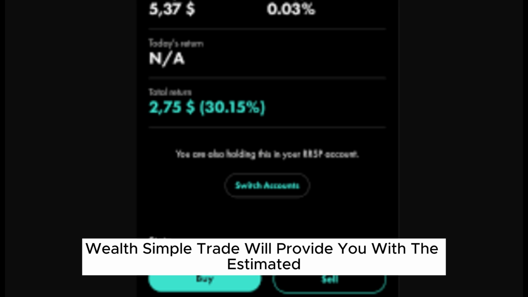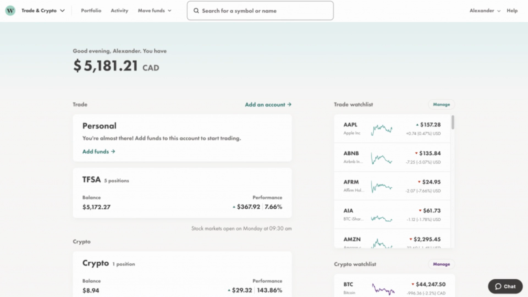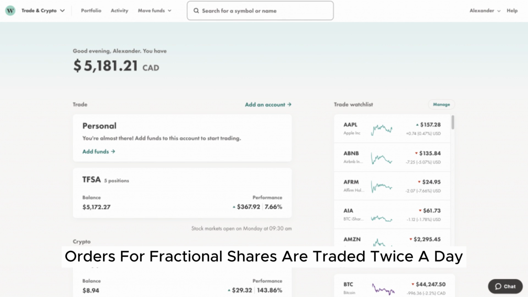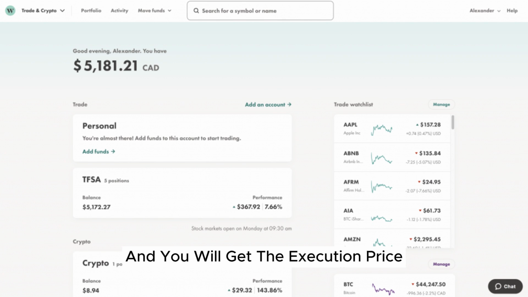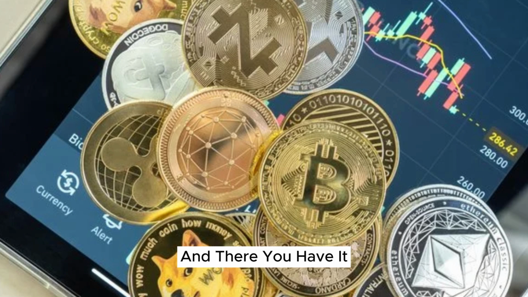After that, Wealthsimple Trade will provide you with the estimated total value of your sale based on the current market conditions. Remember, orders for fractional shares are traded twice a day, and you will get the execution price at that specific time. And there you have it.